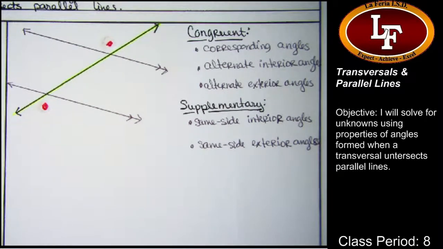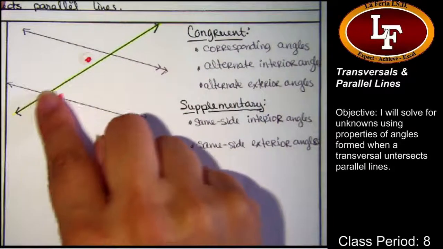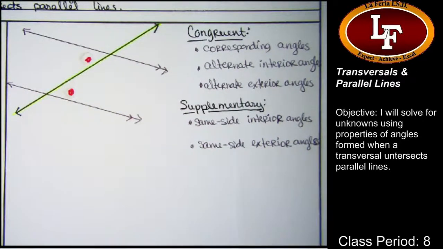All right, so where do you think the alternate interior are going to be? On the same side of the transversal or each one on a different side? What do you think? Each one on a different side. Alternate interior, are they going to be on the outside of the lines or on the inside of the lines? On the inside. So then this is going to look like that. Please take a moment to jot this down for yourself, what alternate interior angles look like.